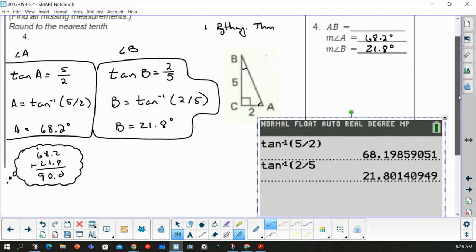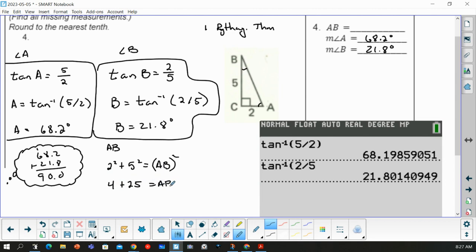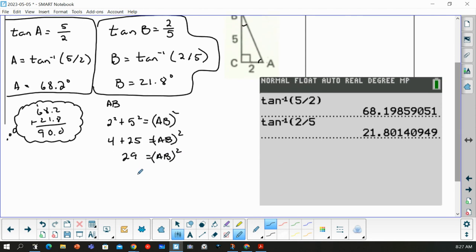All right, the final thing that we have here, and I'm going to scroll down a little bit because we're going to run out of room, is to find this missing side. Missing sides are something you've been finding for quite a long time. To find AB, I'm going to use the Pythagorean theorem. So a squared plus b squared, that's going to be the 2 and the 5, equals the hypotenuse squared, in this case, that AB. I'm going to write it like this. 2 squared is 4. 5 squared is 25. 4 plus 25 is 29. And then we're going to finally do the square root of 29.